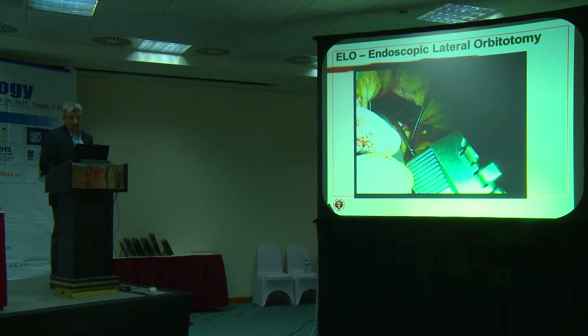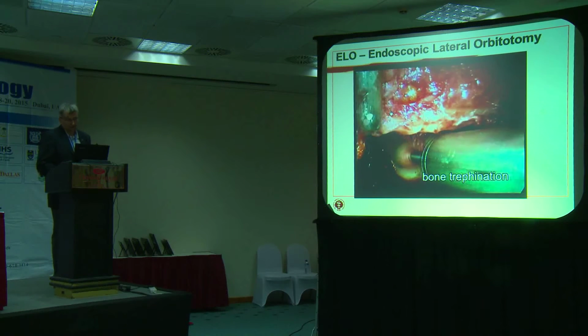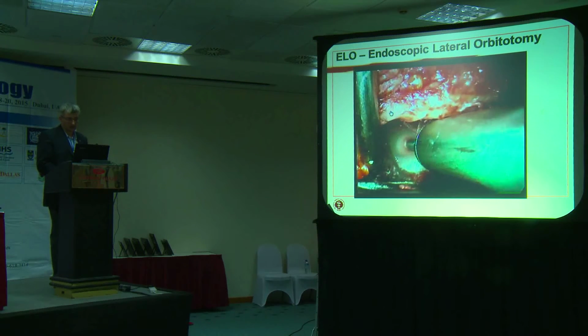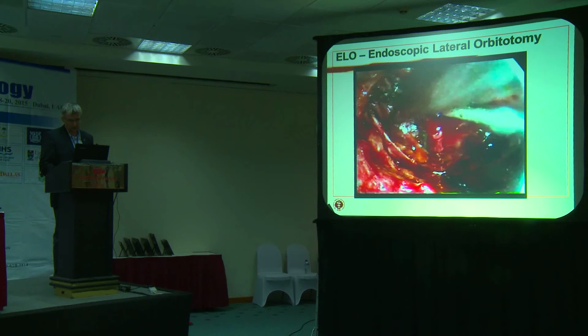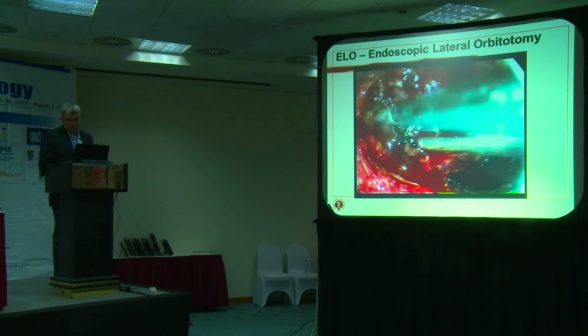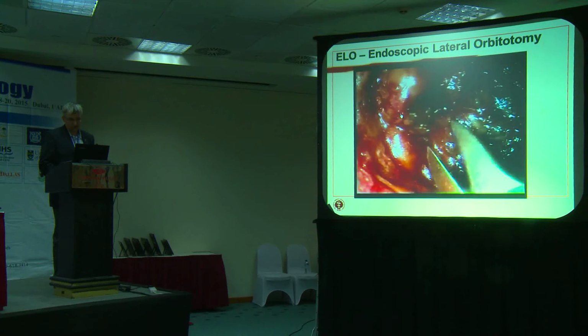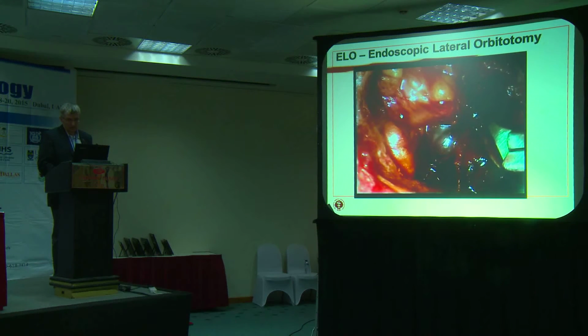We use neuronavigation to find where the tumor is located in the orbit. Create a hole in the greater sphenoid wing. And then we separate the tumor from the surrounding tissue and pull it out.